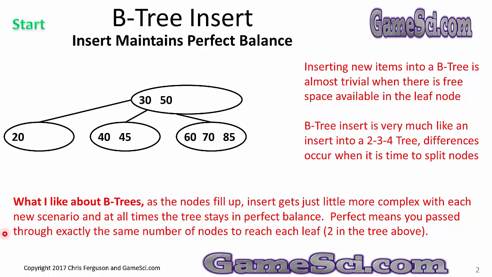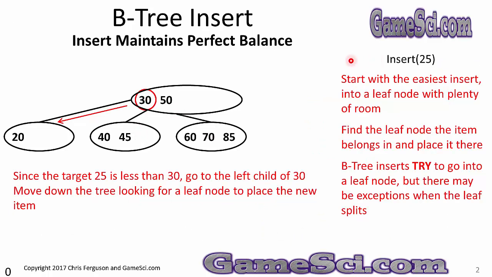Perfect balance means you passed through exactly the same number of nodes to reach each leaf, 2 in the tree above. Perfect balance says it takes 2 nodes to reach this leaf, 2 nodes to reach this leaf, and 2 nodes to reach that leaf. Insert 25. Start with the easiest insert, into a leaf node with plenty of room. Find the leaf node the item belongs in and place it there. B tree inserts try to go into the leaf node, but there may be exceptions when the leaf splits.